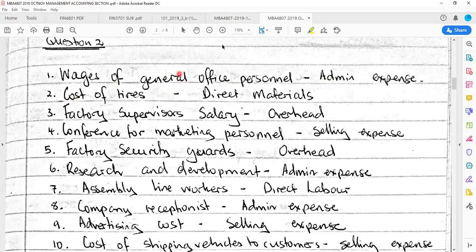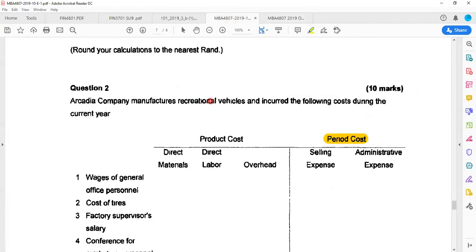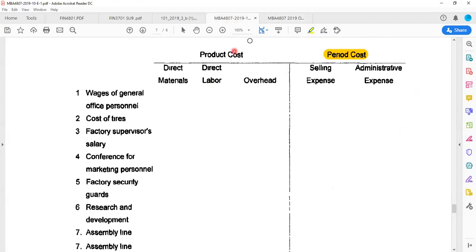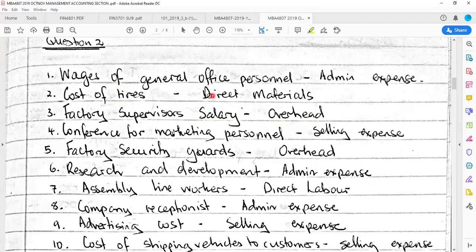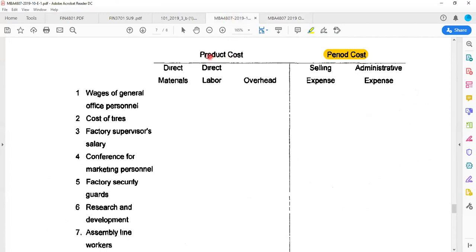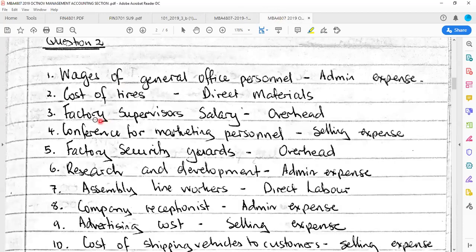Cost of tires, this company manufactures vehicles. So cost of tires, this is material directly involved in manufacturing the vehicles, it's direct materials, and it falls under a product cost because it's related directly to the production of a particular item.